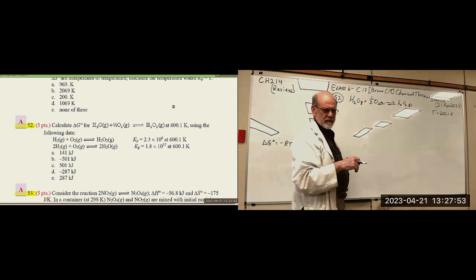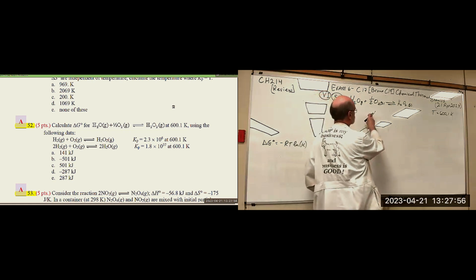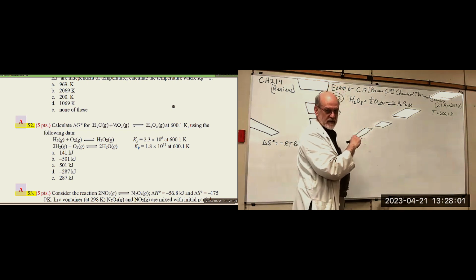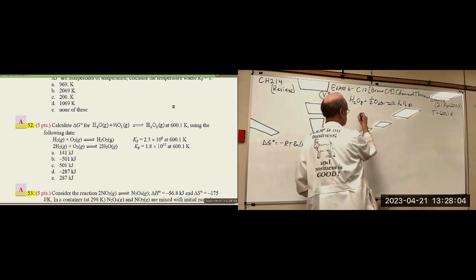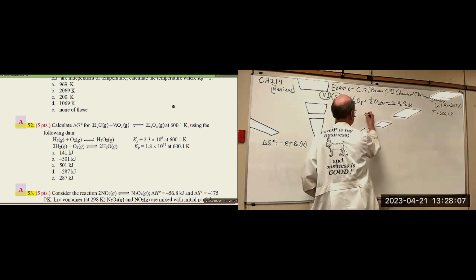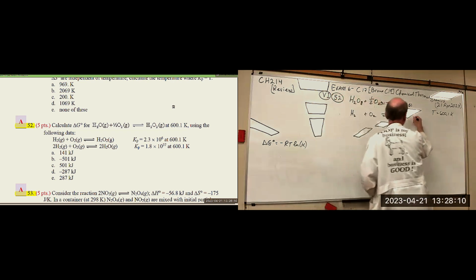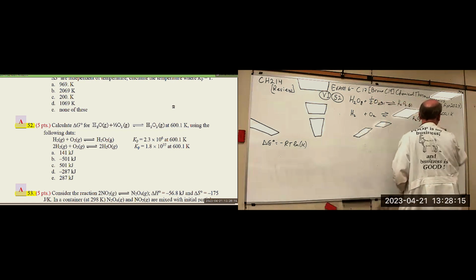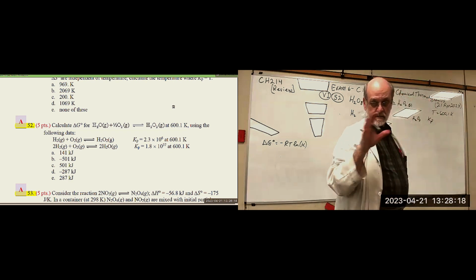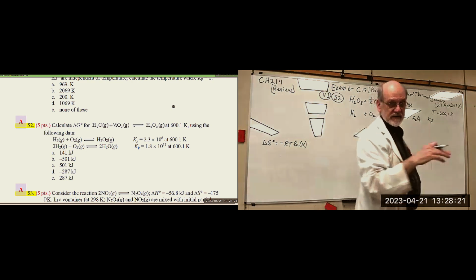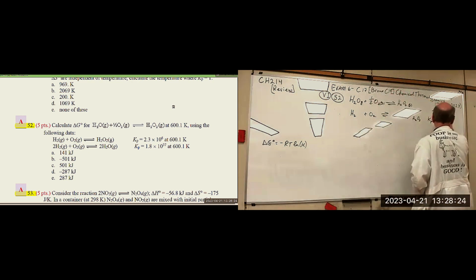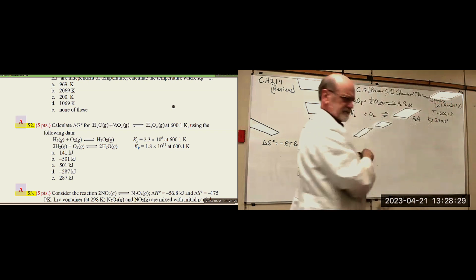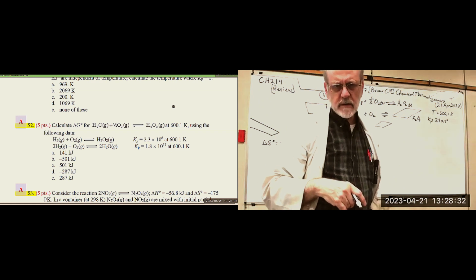So the first one is hydrogen plus oxygen yields H2O2, and the Kp equals 2.3 times 10 to the 6th. And this uses partial pressure. Now, is that going to be all right? Can we use partial pressure here?